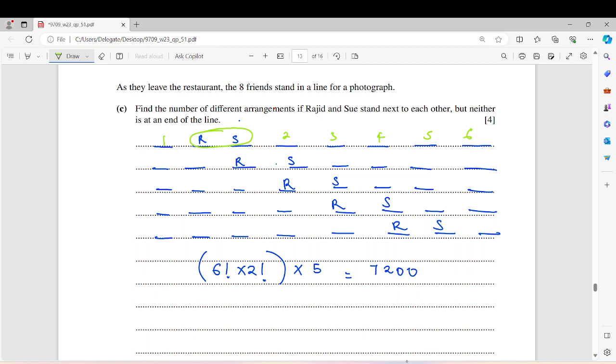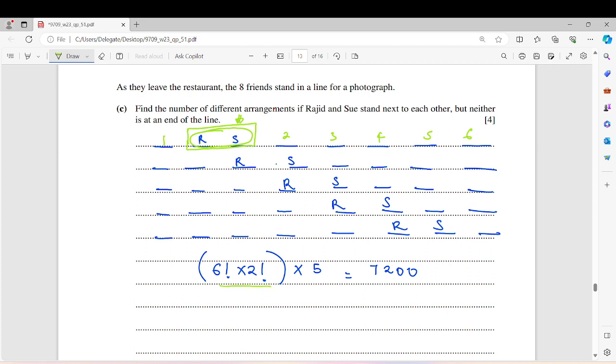Times, because when we take R and S to be together, it is taken as one, and the rest can be arranged. So these ones are together. They cannot take on this space, and then we arrange the rest as 1, 2, 3, 4, 5, 6, which is 6 factorial. But these two guys can be arranged in 2 factorial ways. Either we have R, S, or S, R. That's why I said we times 2 factorial.